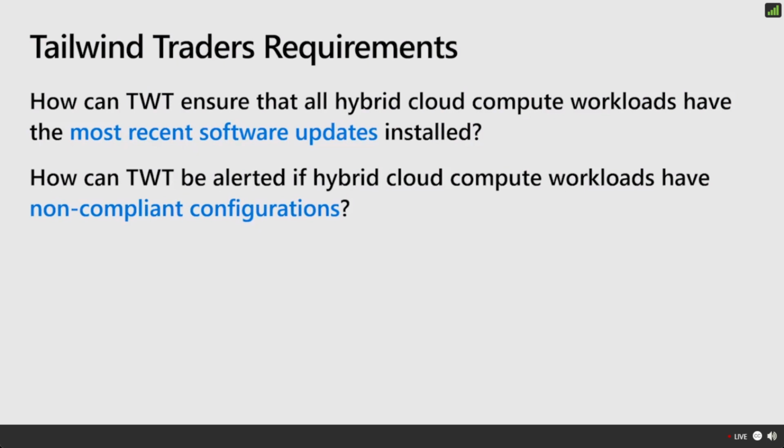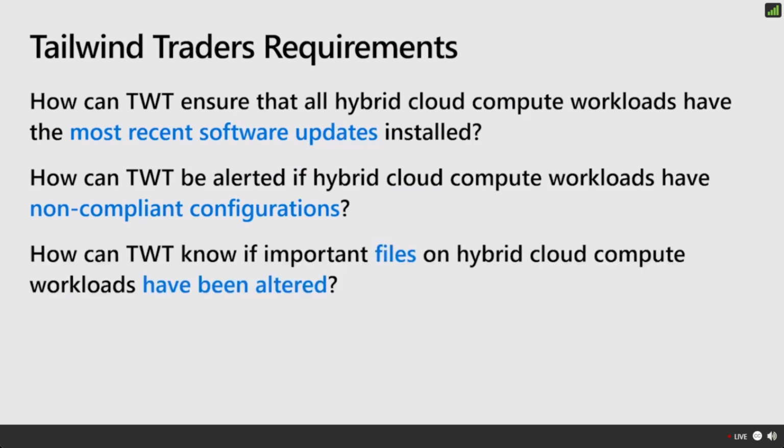The next thing we're going to talk about is how they can manage their hybrid cloud environments, their servers and their systems, to check that all their configurations are compliant with their company policy. We're also going to have a look at how they can see if important files on their hybrid cloud compute workloads have been altered. So we're going to check with, for example, different security tooling to make sure that if there is a security threat, we can actually detect it.